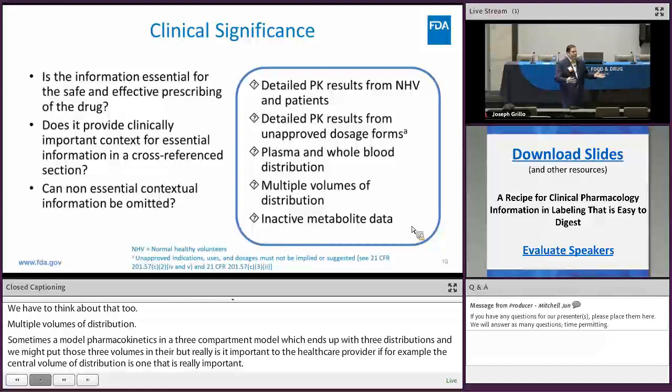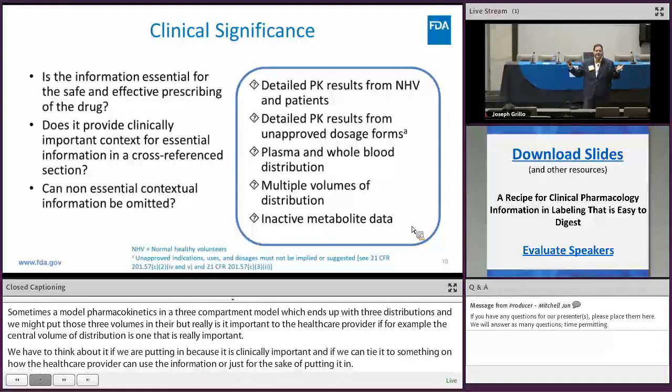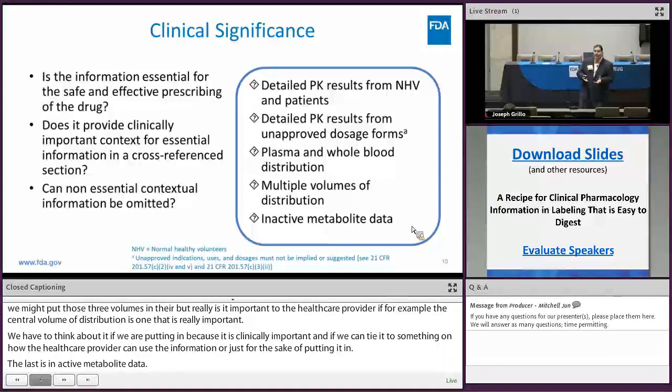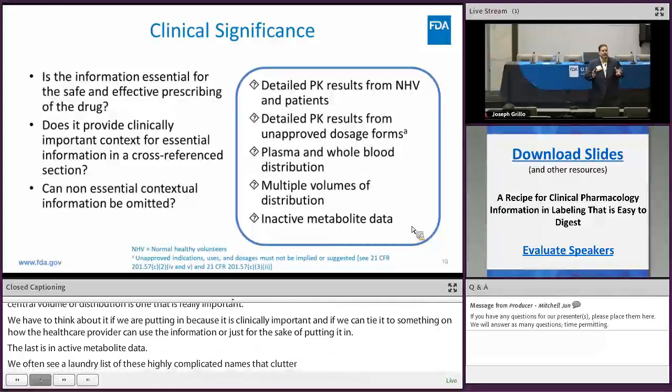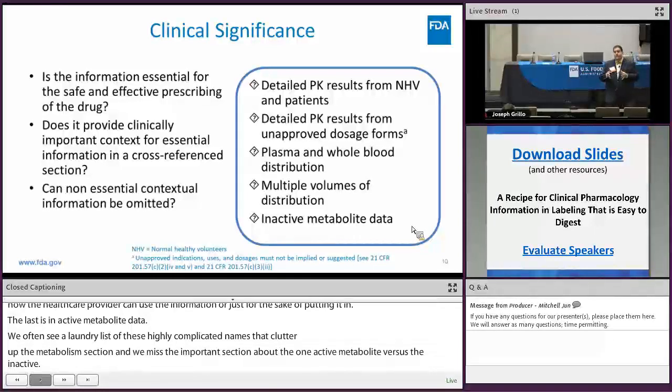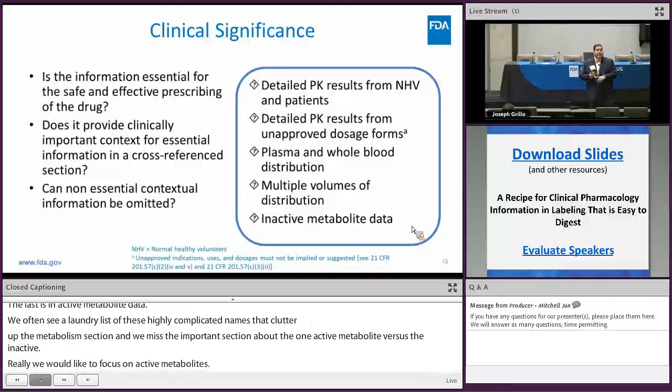And the last one is inactive metabolites. We often see a laundry list of these highly complicated names that just clutter up the metabolism section, and we miss the important information about the one active metabolite versus the 10 inactive metabolites, right? So really, we'd like to focus on active metabolites. And by active, I mean it could be pharmacologically active from an effect standpoint, or it could be significant because it causes some kind of risk issue, adverse reaction or something to that effect. So, that kind of stuff obviously we need, but we don't need to have so much information about inactive metabolites that important information gets lost.